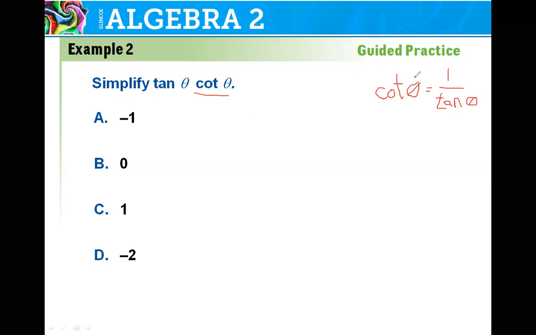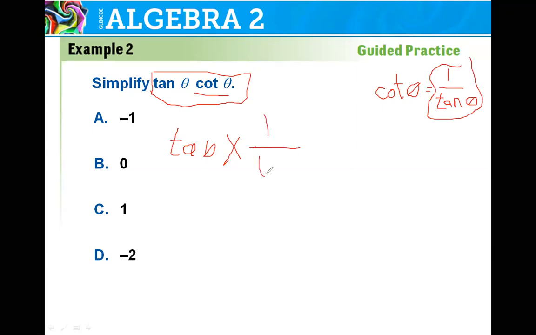This is what we will do in this problem. So to simplify it, I write tan theta as it is, multiplied by, instead of cotan, 1 over tan theta. Simplify. It will be equal to what?